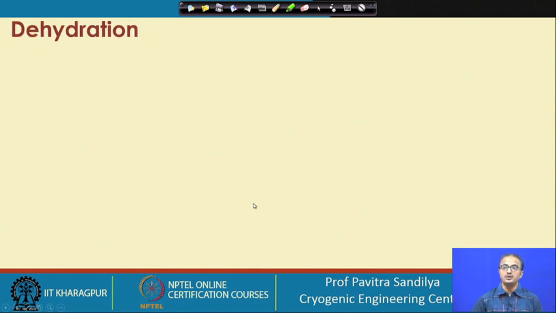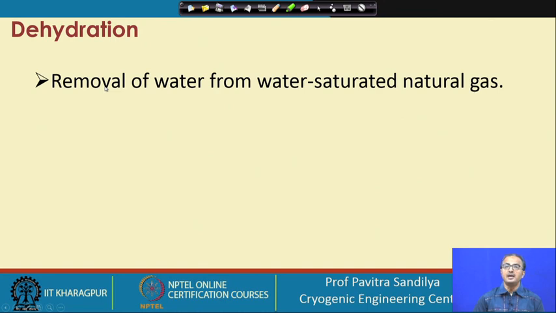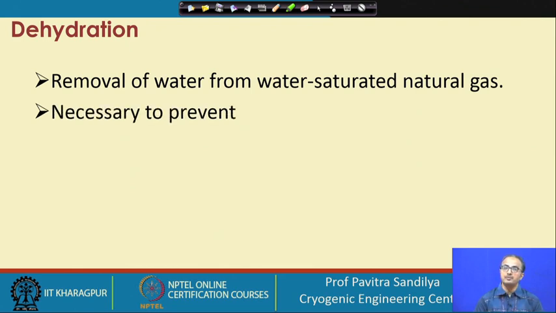Now we shall just quickly have an overview of the important processes in converting the raw natural gas into LNG. First we come to dehydration. Dehydration means removal of water, and we know that the natural gas generally contains lots of water as it comes out from the sea, and this water needs to be removed. For that matter, any impurities need to be removed so that we can get high calorific value of the natural gas.